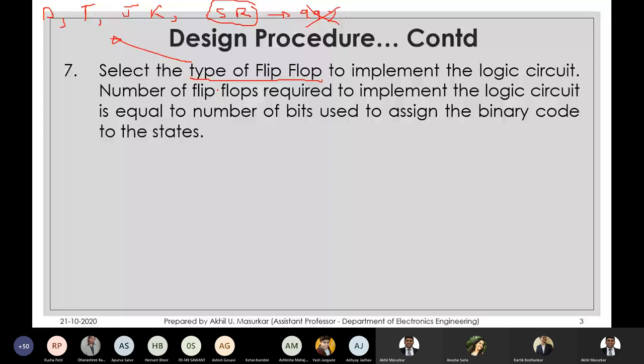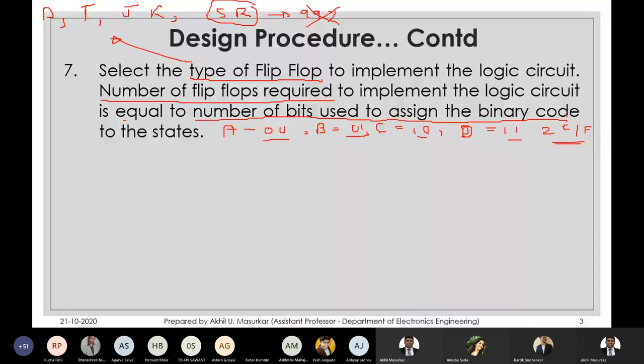Number of flip-flops required to implement the circuit is equal to the number of bits used. That means, let's say there are four states, A 00, B 01, C 10 and D 11. You can see that to represent each state there are 2 bits, so the number of flip-flops will be 2. That is what we mean by this statement: number of flip-flops required is equal to the number of bits used to assign the binary code.